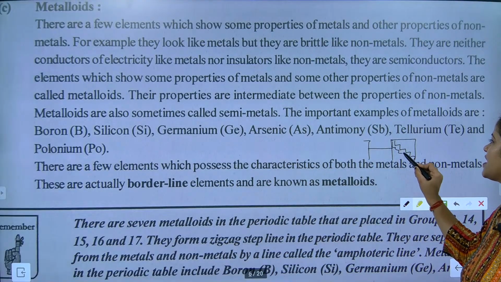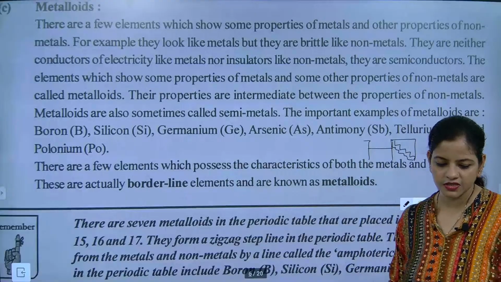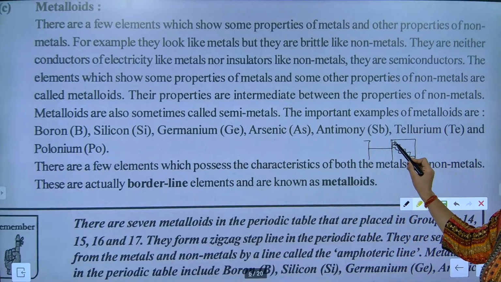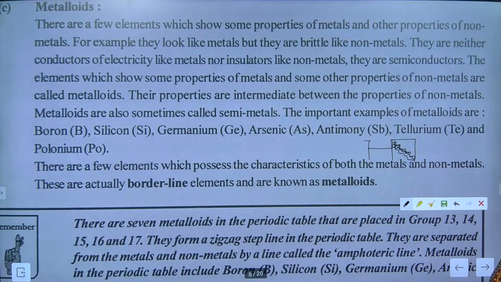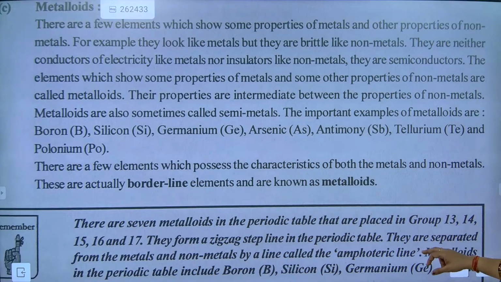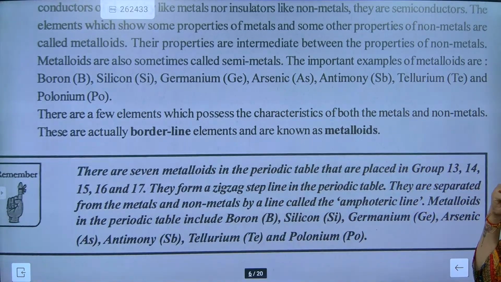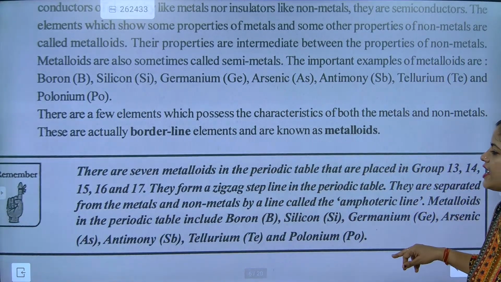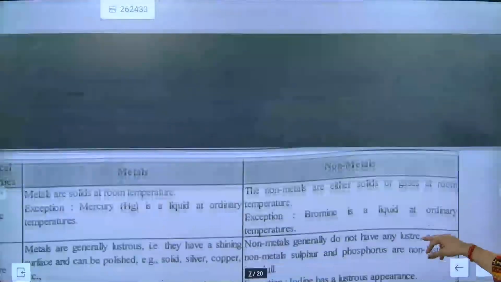Here, they will be considered as what? Metalloids. I hope you have understood here, beta. Got it? So here, boron, silicon, germanium, arsenic, antimony, tellurium, and polonium are the metalloids.